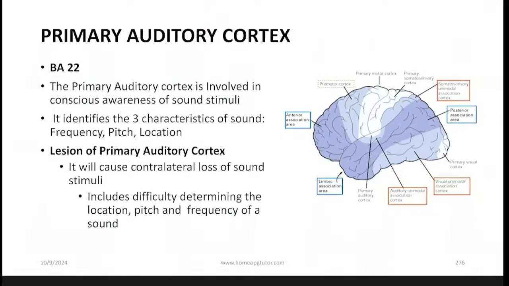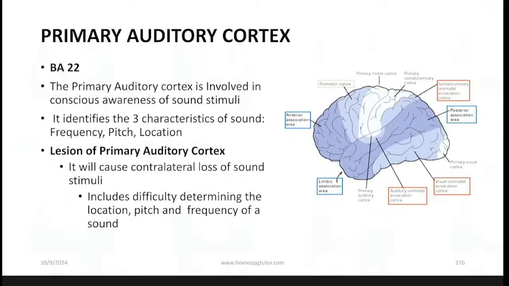A primary auditory cortex, Brodmann area number 22. What does a primary auditory cortex do? It is involved in the conscious awareness of sound stimuli. Correct. What are the three characteristic features of sound which the primary auditory cortex deals with? They are frequency, pitch, and location.